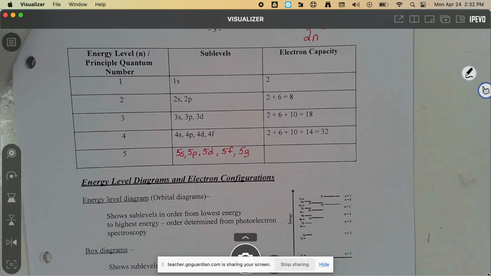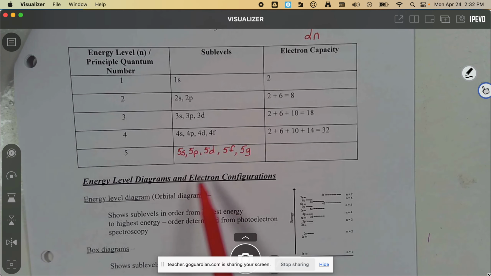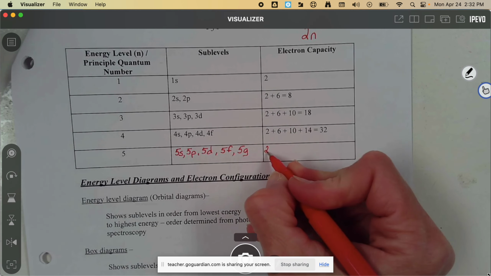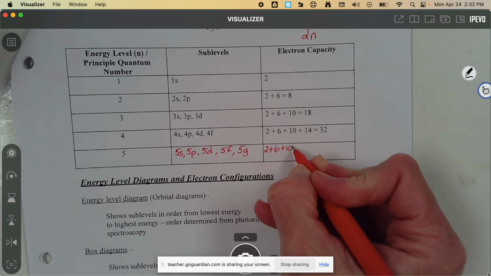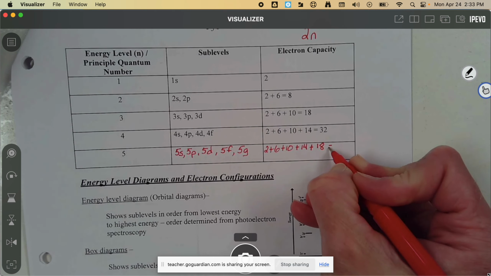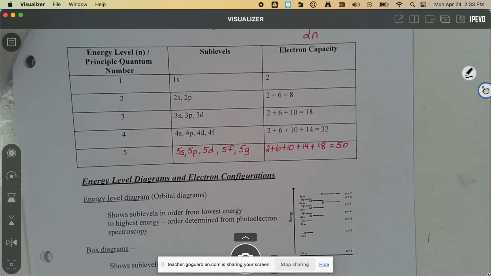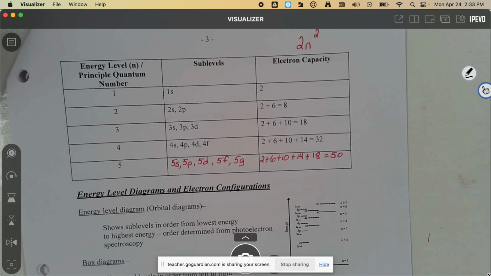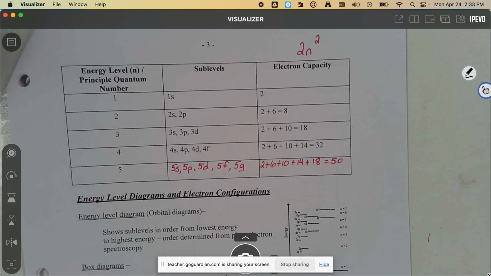But now we have to get a little bit smart. How many g orbitals would there be in a g sublevel? 9. 1, 3, 5, 7, 9. So how many electrons could be housed in the g sublevel? 18. And so now if we do 2 plus 6 plus 10 plus 14 plus what we've now decided should be 18, we get 50, which is in fact 2n squared, just like Bohr said.